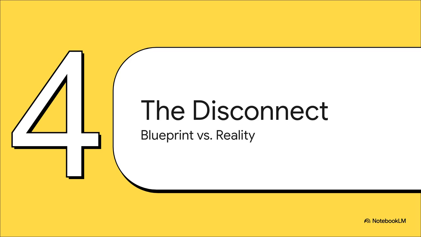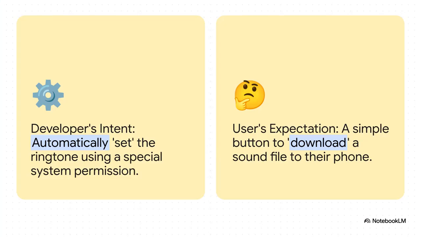And this gets us to the most important question. Why did this disconnect happen? How could an app that was so well engineered, with all the right features, leave users like Zanetta feeling so completely confused? And here it is. This is the absolute heart of the problem, the core misunderstanding. On one side, you have the developer's intent. They wanted to create this elegant, automated solution that sets the ringtone for you directly. On the other side, you have the user's much simpler expectation. They just wanted a button that let them download a sound file that they could then find and manage on their own.